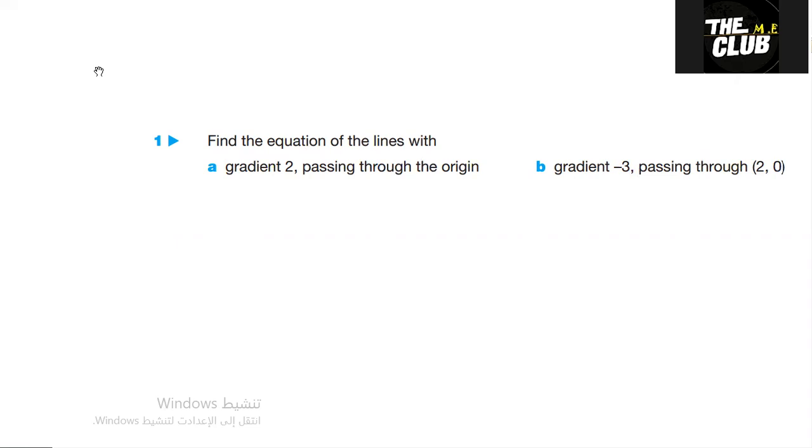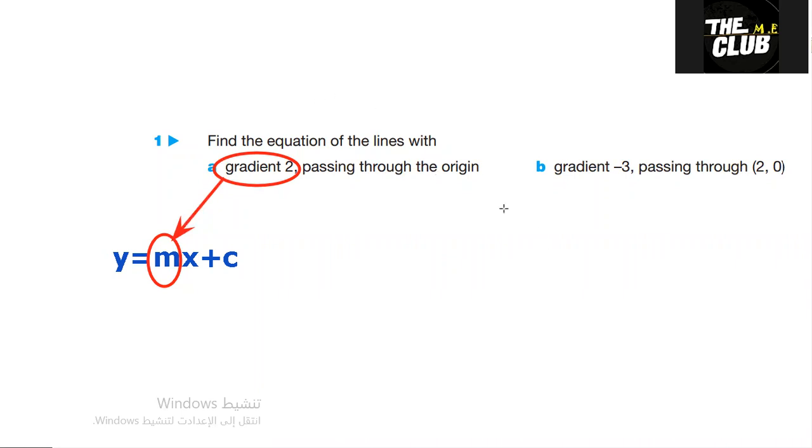To find the equation of a line, we're going to use the general equation for the line, which says what? It says y equals mx plus c. Now, this is the general formula. We know that the m is what? The m is the gradient. Very good. And here we know that the gradient is +2. So we're going to put the +2 instead of the m, like this.